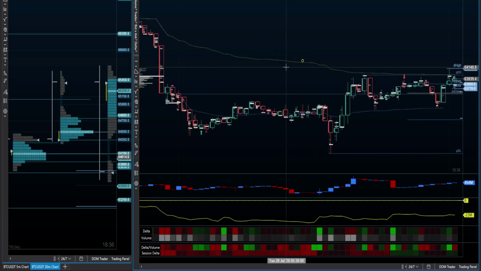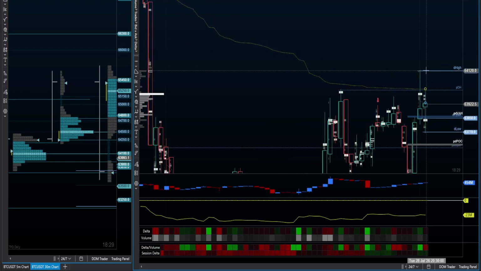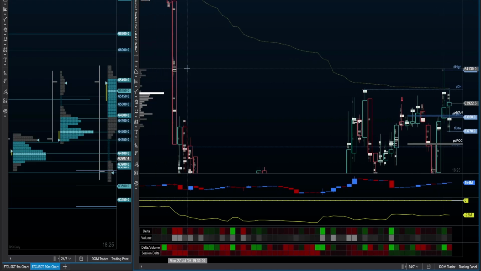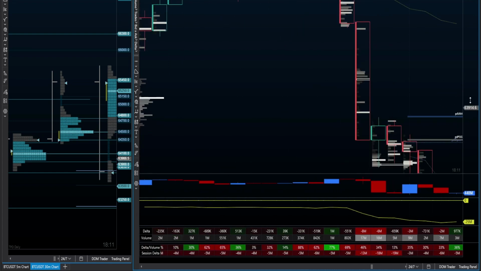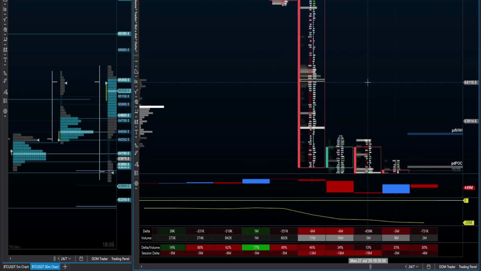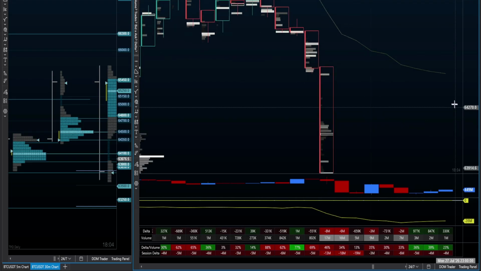Yeah, that level, right here. So we literally just wicked into that node. You see how it's highlighted? That's telling you this is a pretty big seller node within this big red candle, and we've wicked right into it and rejected right off of it. So this is another good example of how order flow can be useful. It's telling you exactly where sellers like to sell.